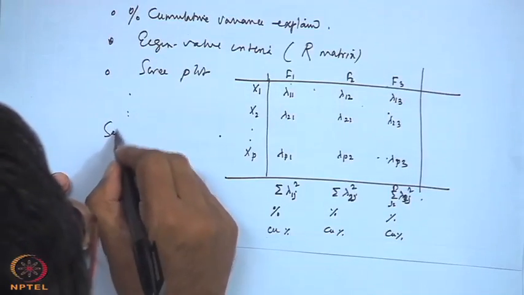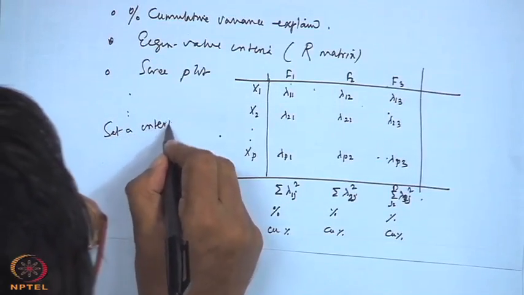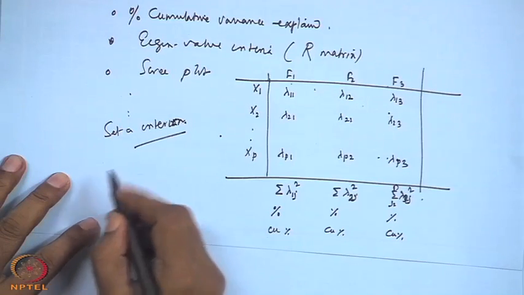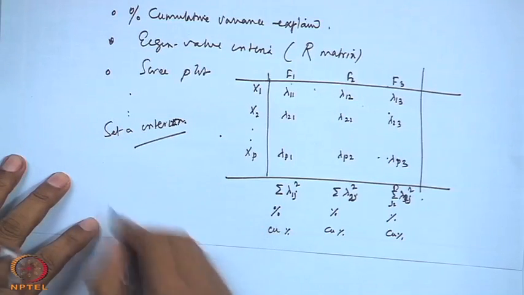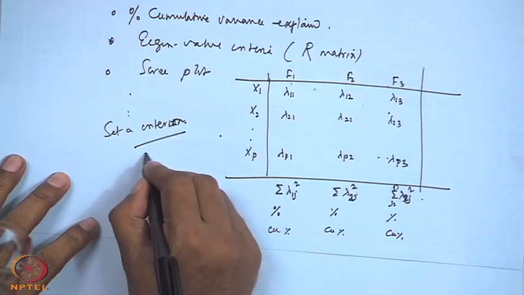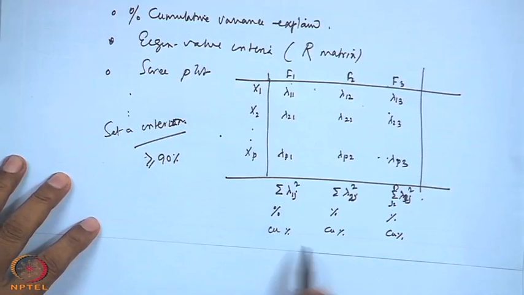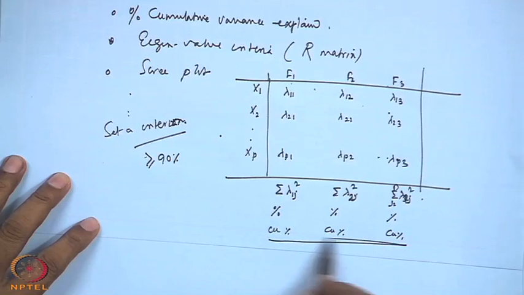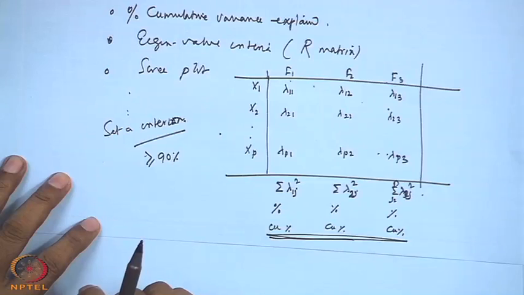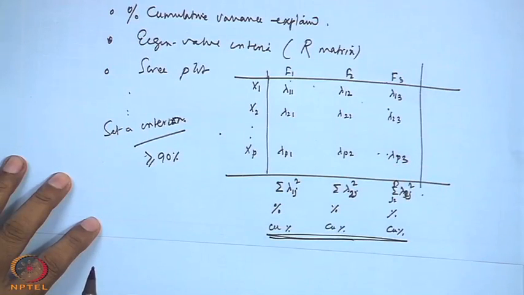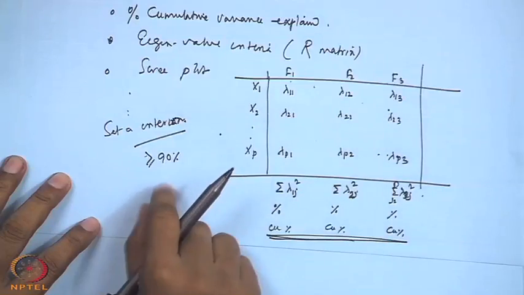Set a criterion. Let's say you want the cumulative percentage to be greater than or equal to 90%. Are these three factors you are considering able to explain this? If yes, this factor model is good and you can keep three factors.